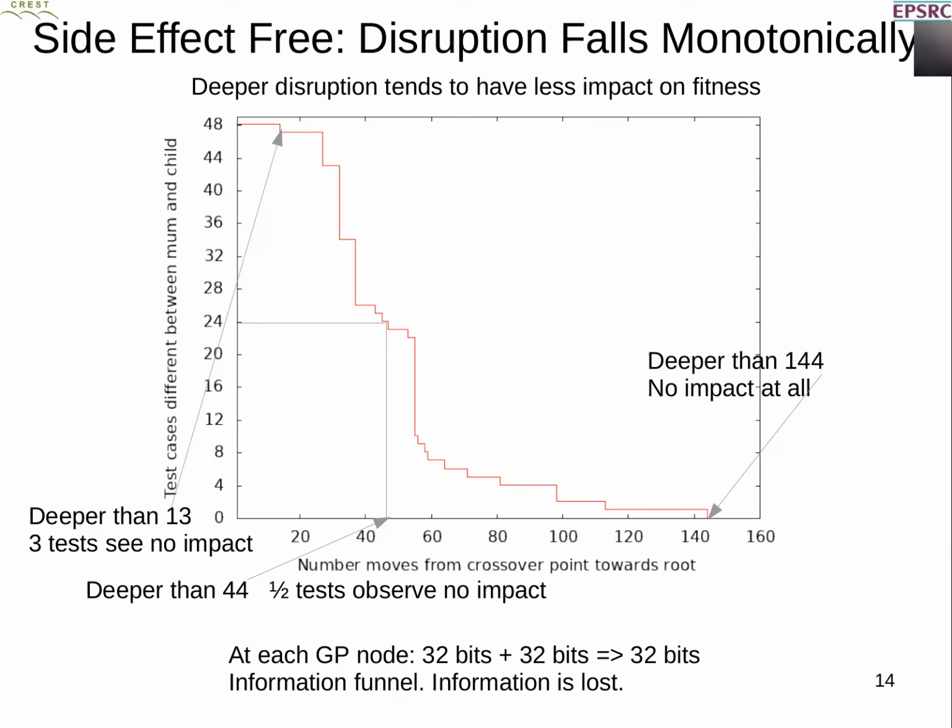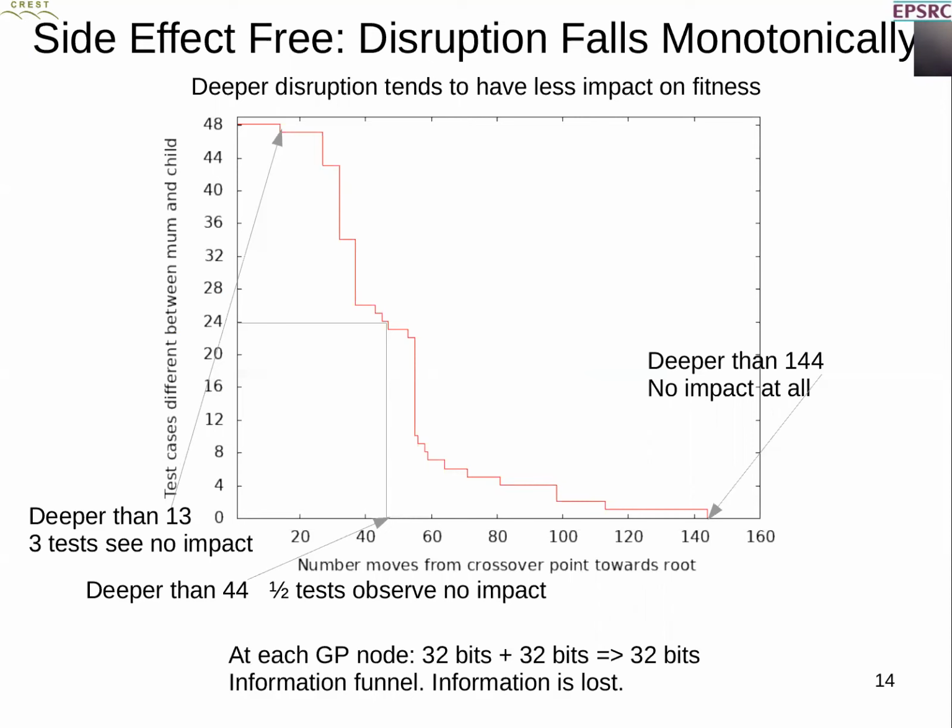But by the time we've moved 13 nested levels up the tree, there are now 3 test cases where the child and the parent have identical evaluation. And we know that if we progress all the way from that point to the root node, those 3 test cases would still be identical.